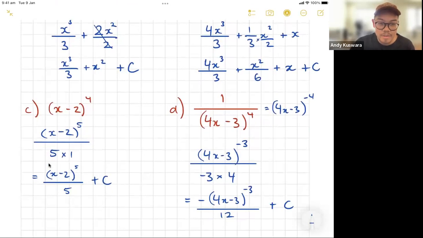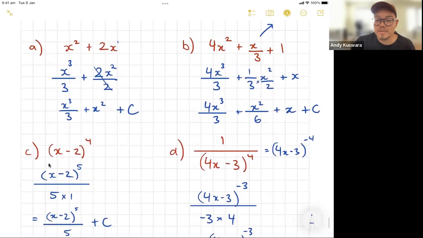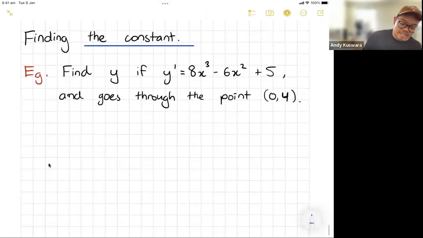Okay, so thank God I remembered. I need you guys to work hard to make sure you remember. Every time you anti-derive, you need a plus c. Okay, hammer that in. All right, finding the constant. Sometimes they give you enough information for it. So we're going to see how we go.